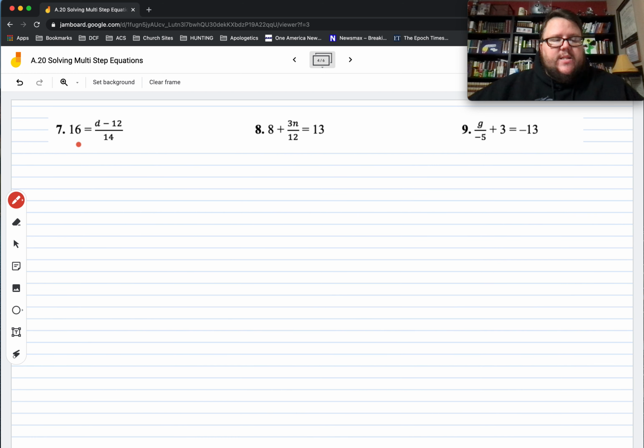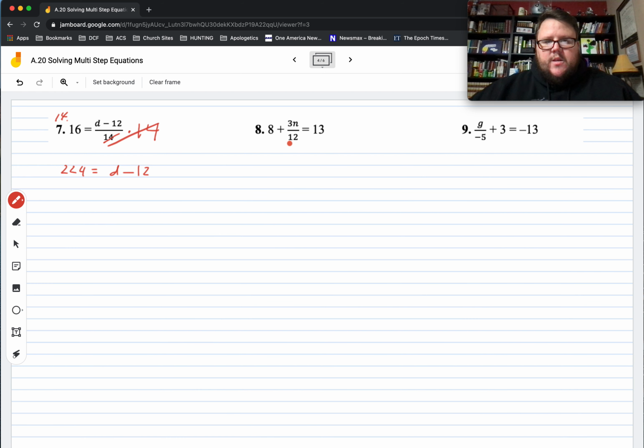So for number 7, you're going to multiply by 14 to both sides. If you notice, when I multiply by 14 on the right side and the left side, the only thing that happens is these cancel out on my right side. So it's 14 times 16. 14 times 16 equals 224. And the top is left untouched, so D minus 12. And then I'll let you guys finish that one. Add 12 to both sides.